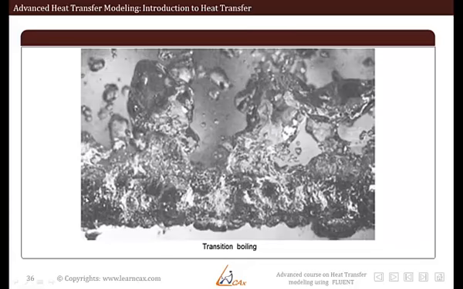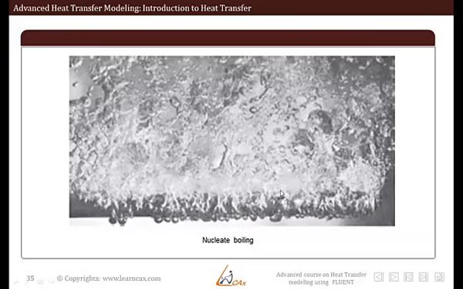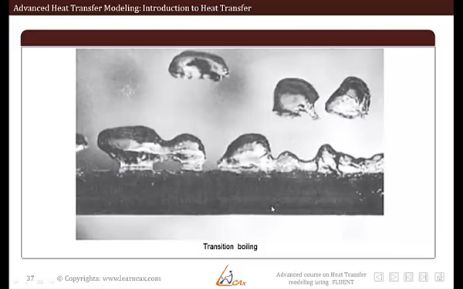transition boiling, where the surface is covered by a vapor column or vapor film. We don't have much heat flux that we can extract in this region. After that, we have film boiling, where the surface is completely covered by a vapor film. So these are the three regimes: nucleate boiling, transition boiling, and film boiling.